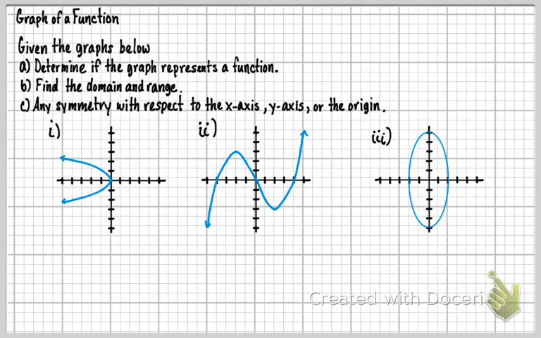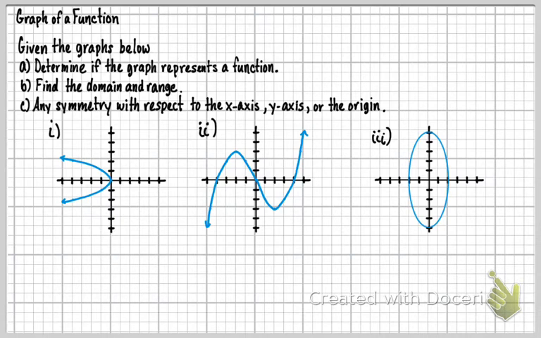Given the graphs below, determine if the graph represents a function. Part B says find the domain and range, and C says any symmetry with respect to the x-axis, y-axis, or the origin. So for I here, we have to determine if this graph represents a function.